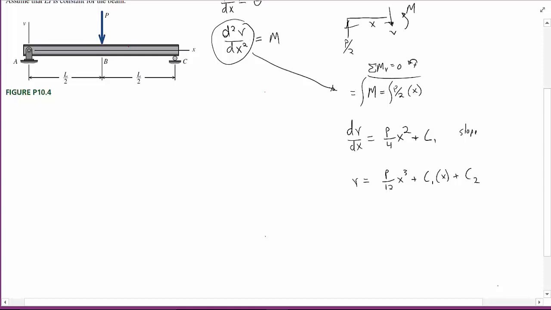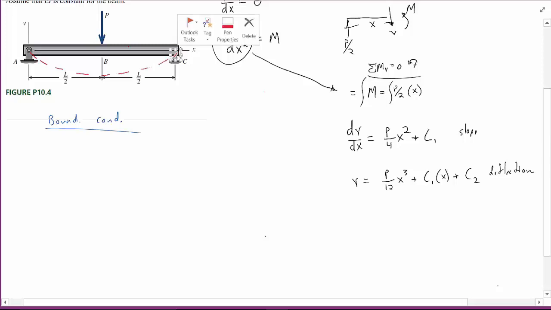This is our deflection equation. The next thing I want to mention is our boundary conditions, okay? If you look at this beam, and we already talked about it, a loading acting dead center, right at midspan, is going to deflect this beam like this. It's going to make it look like a smiley face, okay?